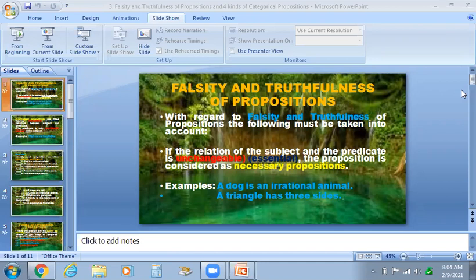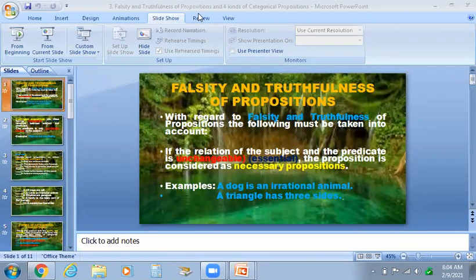The dog is not a rational animal. No dog is enrolled in our Zoom class. And then a triangle has three sides. That is unchangeable. The moment you change it into four sides, then it is not a triangle anymore.